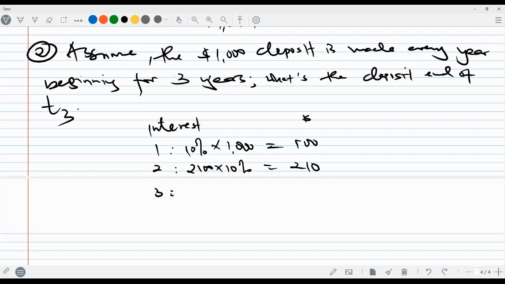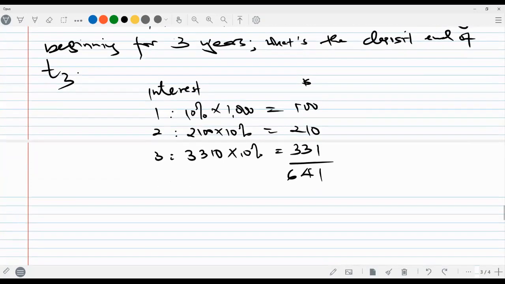In year 3, the total investment value you have is therefore 3,000 plus the total interest earned. Therefore we go to 3,000 and 310, times 10%, you get 331. The total interest earned is therefore equal to 641.